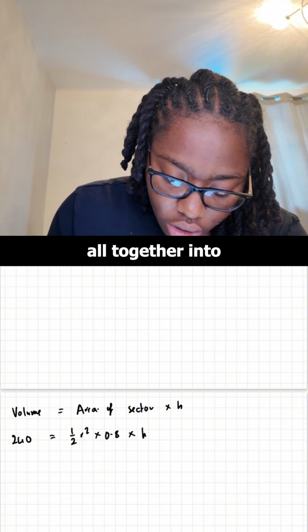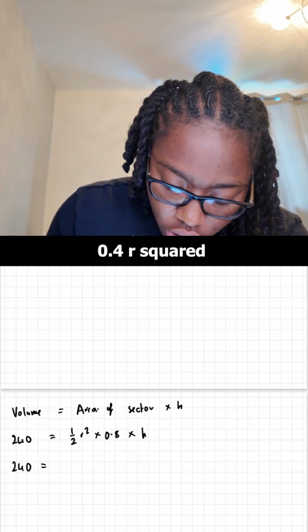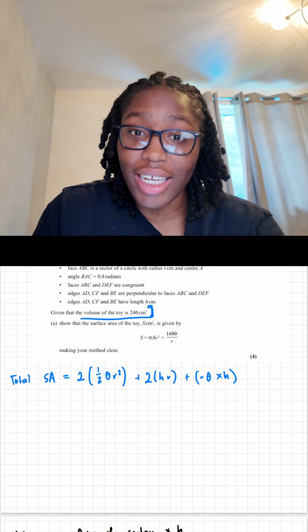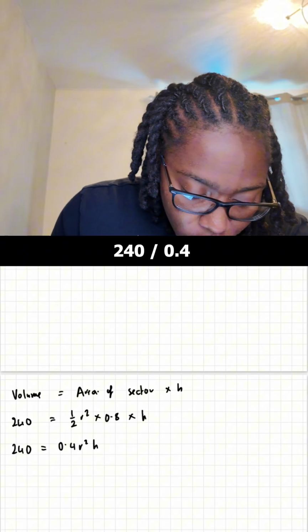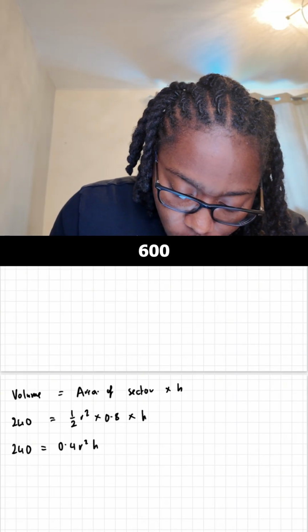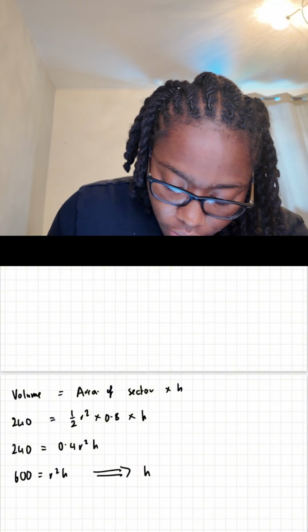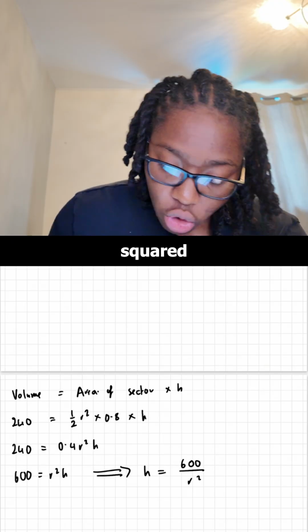So putting that all together into your calculator, you get 240 equals 0.4 r squared h. As we said before, we want h equals. So rearranging that, you get 240 divided by 0.4 first. That will give me 600 equals r squared h. So therefore, h is equal to 600 over r squared. So we now have h.